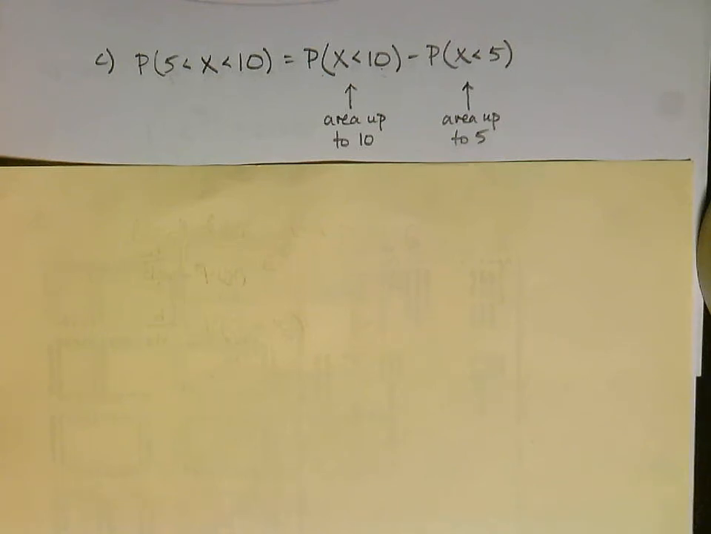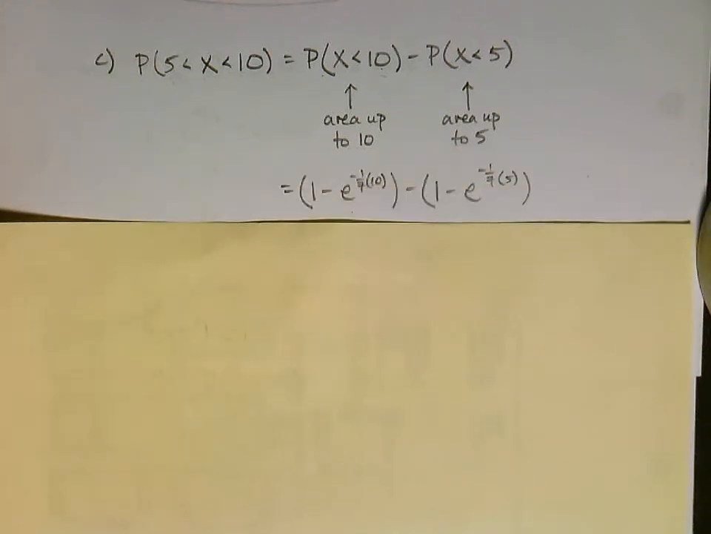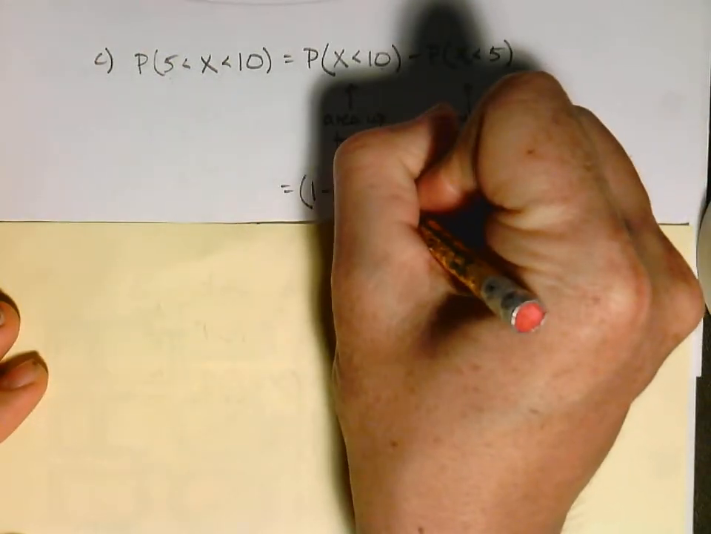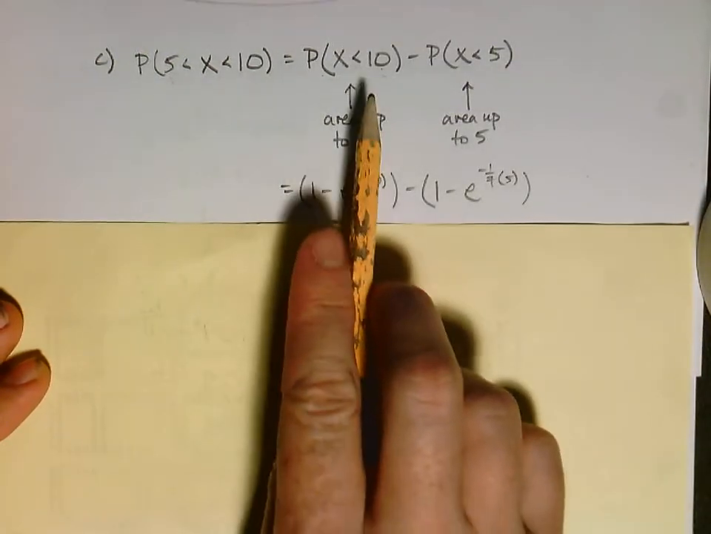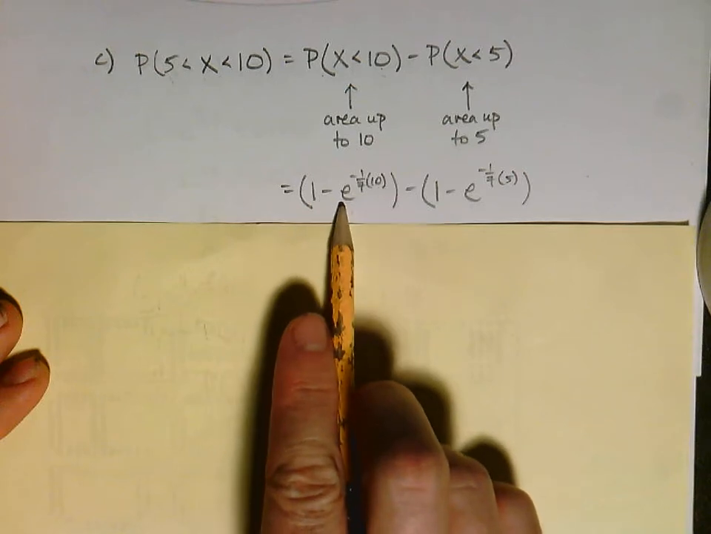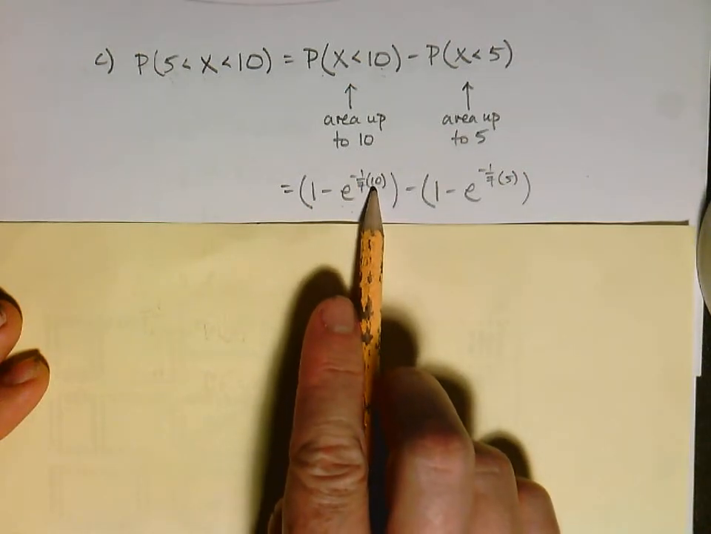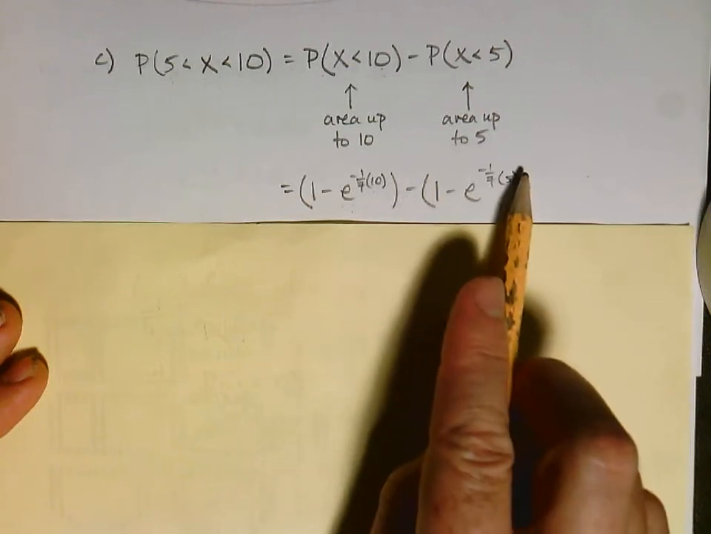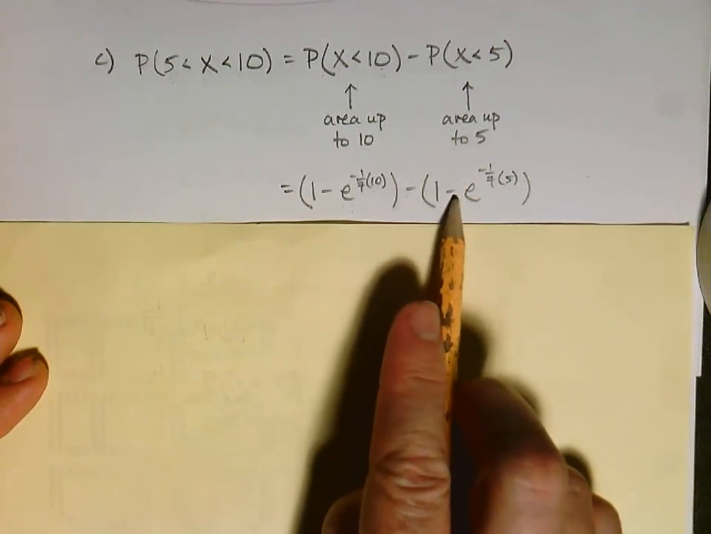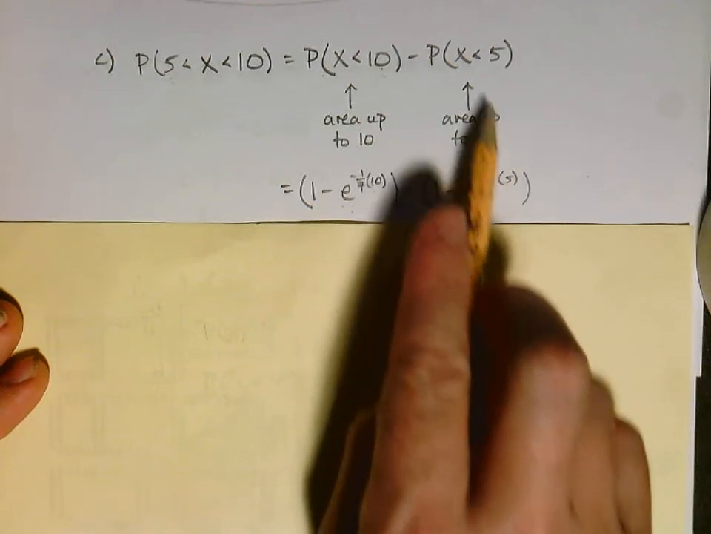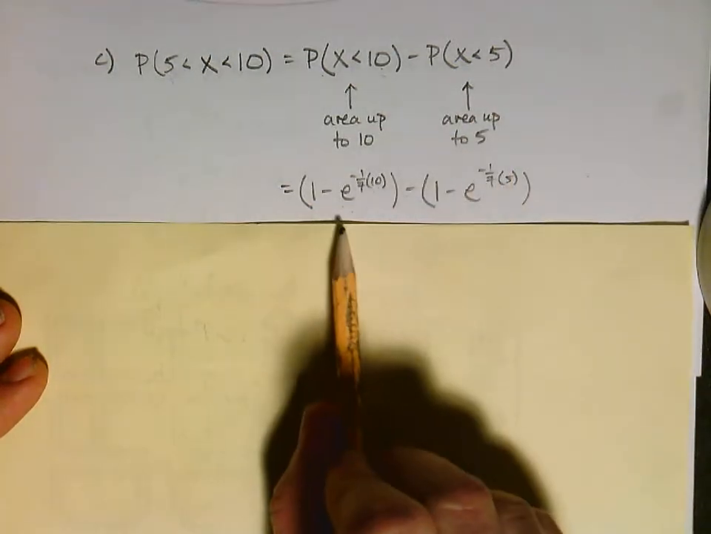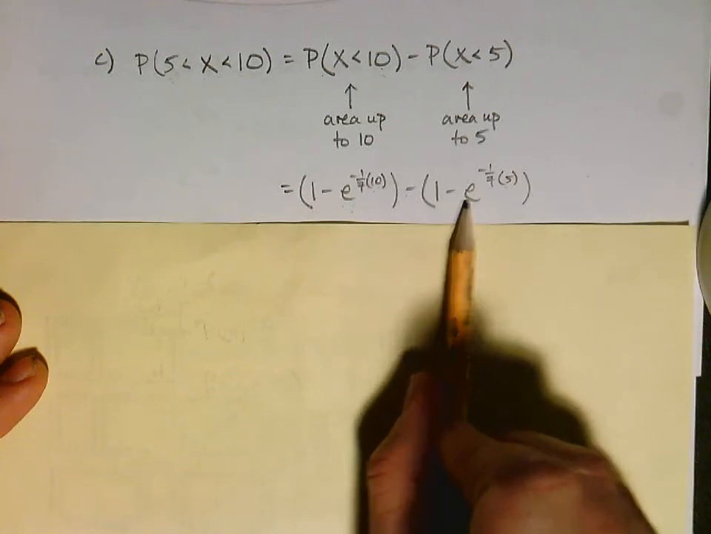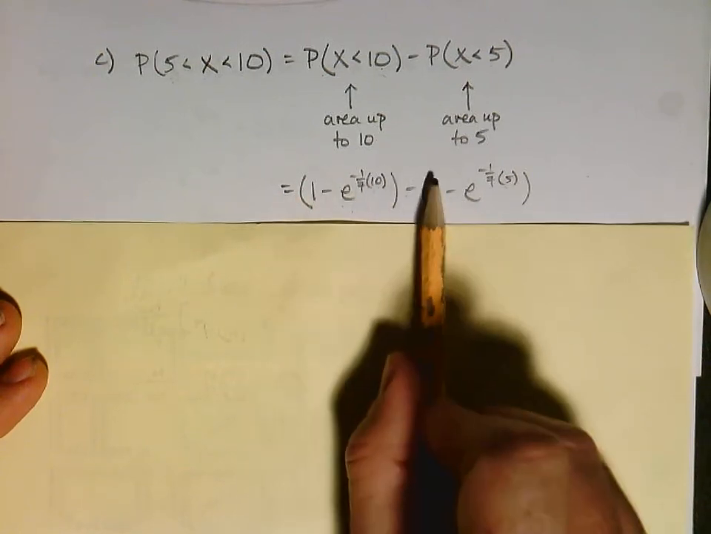And now what we'll have to do, we'll have to apply our probability formula twice. So this is a bit small, but there we go. The probability x is less than 10: 1 minus e to the negative 1/7 times 10. There's that number. Then we're going to subtract. You need parentheses here. 1 minus e to the negative 1/7 times 5. We're plugging in the 5. So we got the probability for 10, the probability for 5, and we subtract them, put parentheses around both of those.